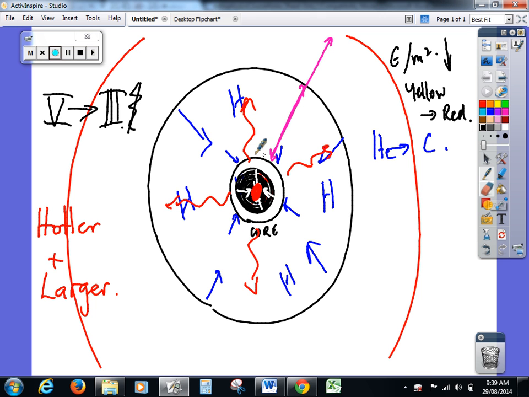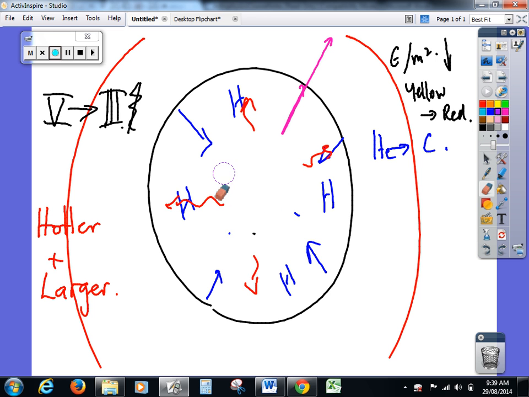So I'm just going to rub out the centre part. Oops, rubbing out the centre part. Come on, catch up with me. Okay. So here is the core. Okay.